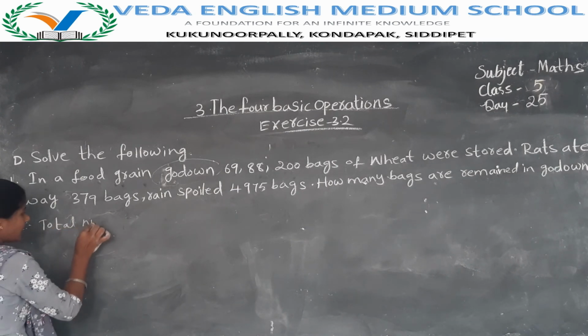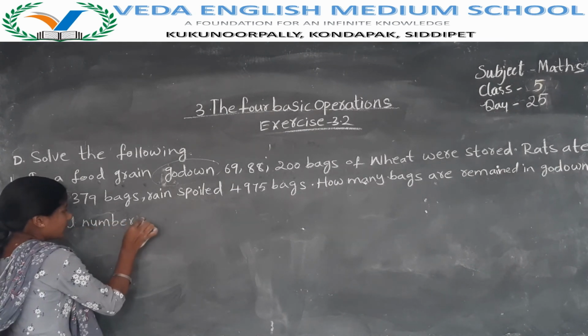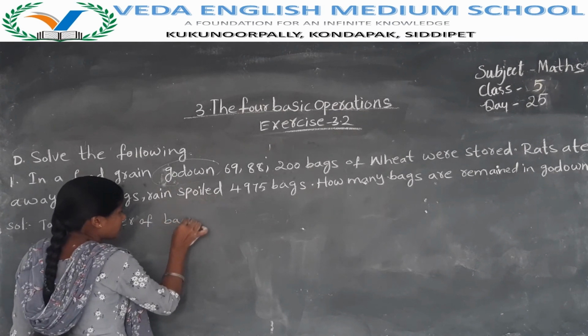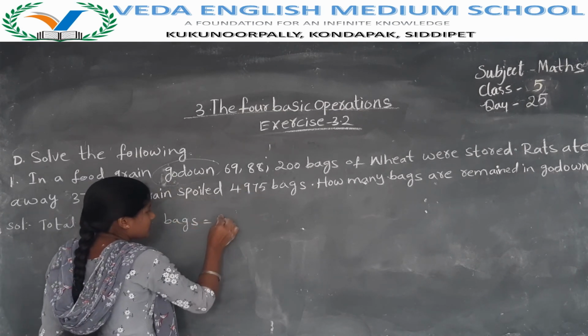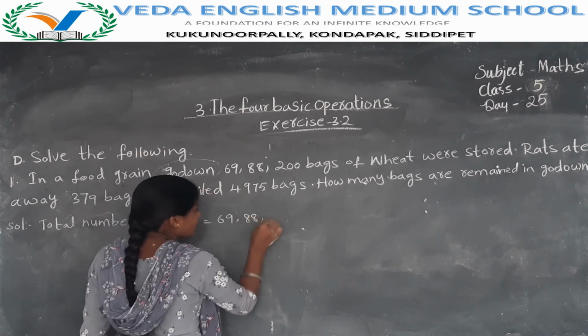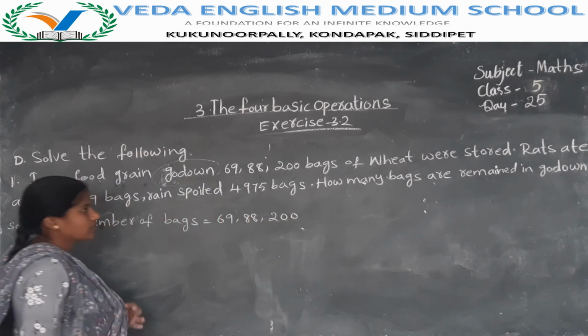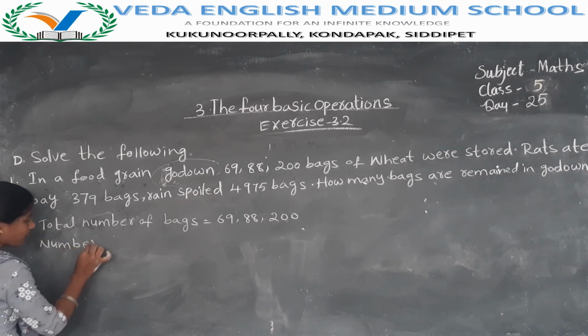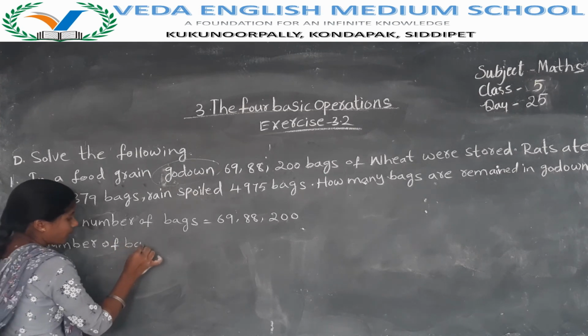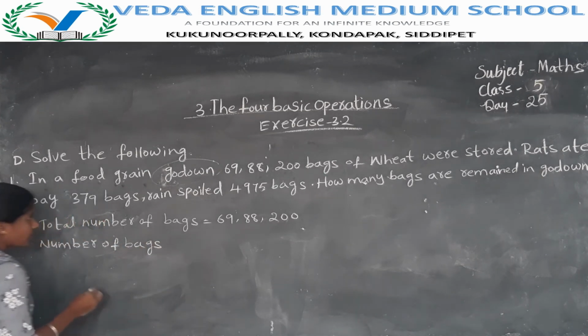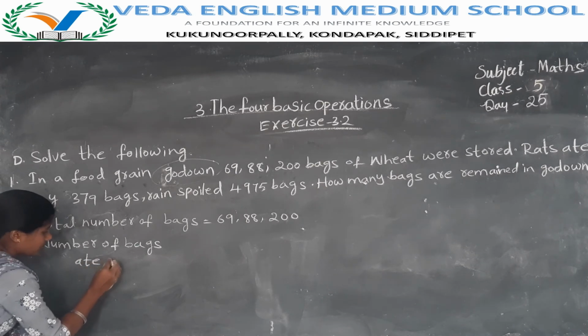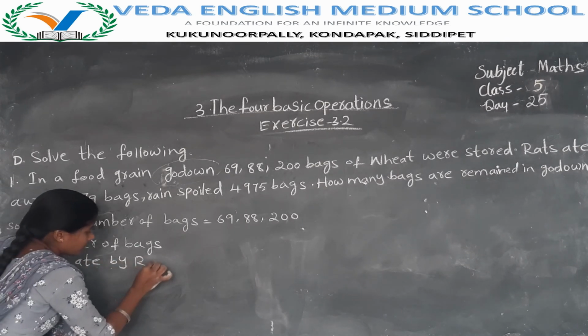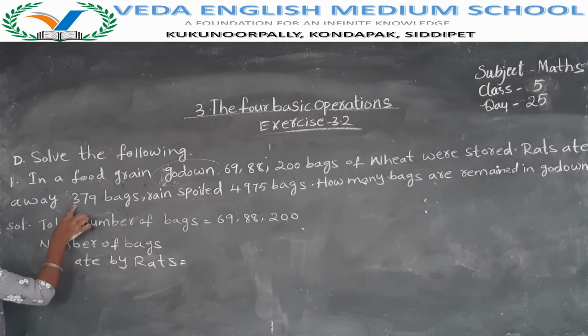Now, solution. Total number of bags is equal to 69,88,200. Next, rats ate away 379 bags. Number of bags eaten by rats. Rats ఎన్ని bags తిన్నాయి నాన్న? 379 bags.